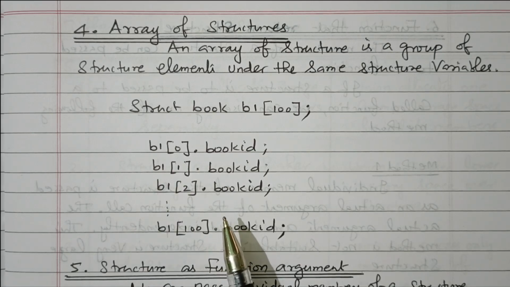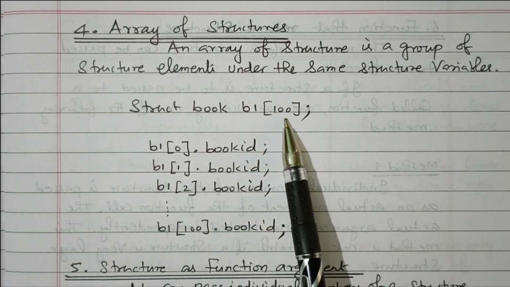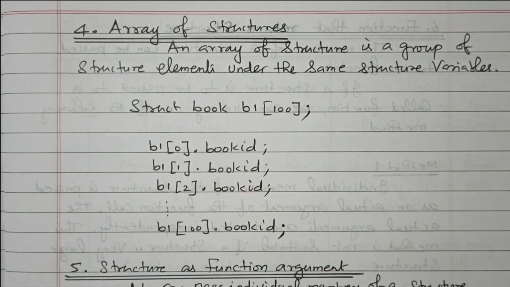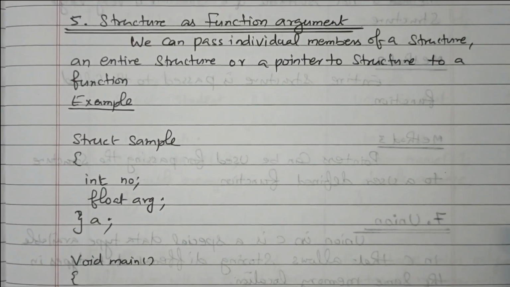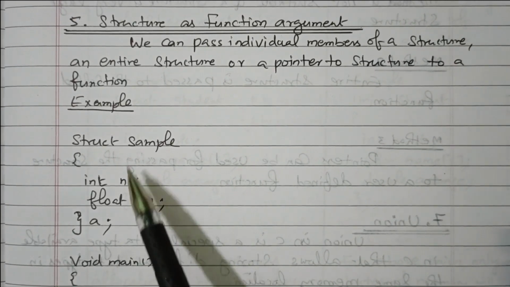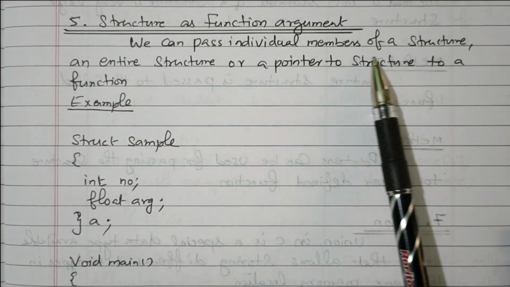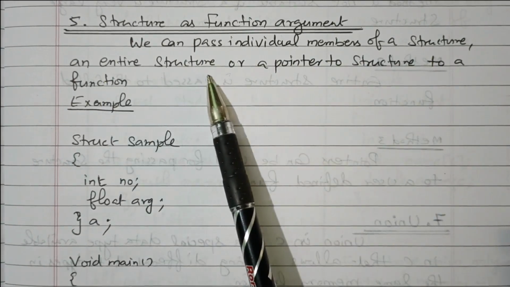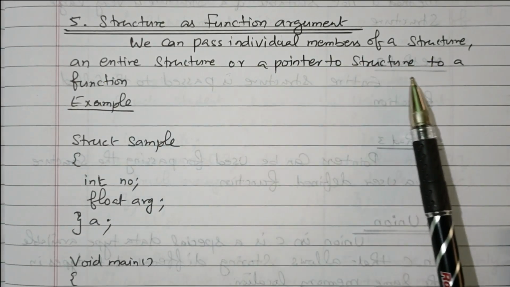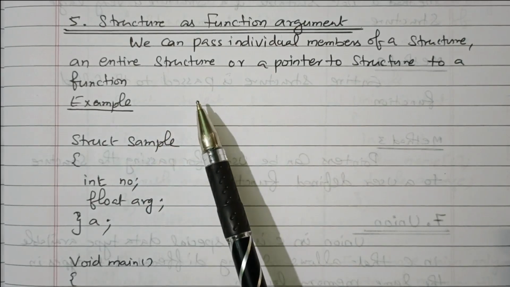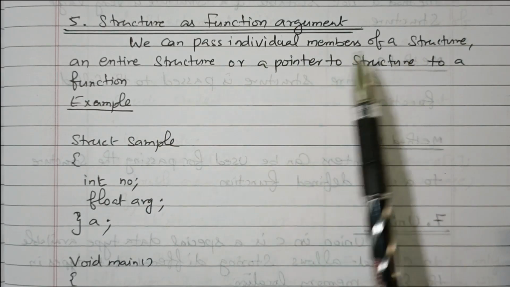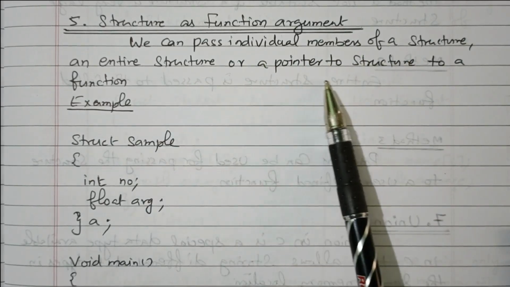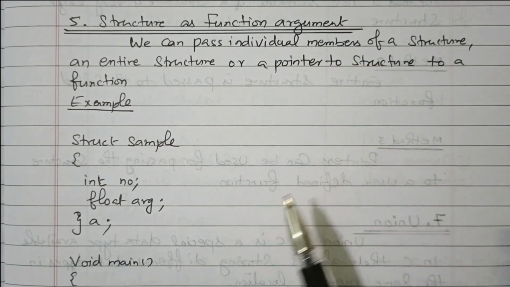So if there are only a few books, we can use the earlier method. For N number of books, we can use an array of structures. Now we'll see the structure as a function argument. The structure can be passed to a function, right? We can pass an individual member of a structure, or the entire structure, or a pointer to a structure to a function. We will see the example for that.